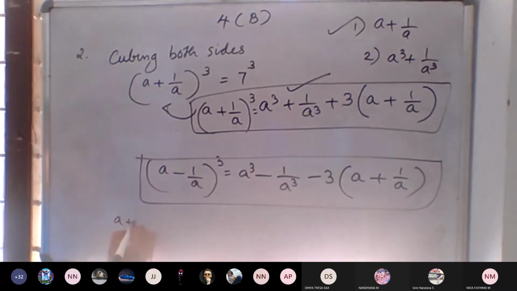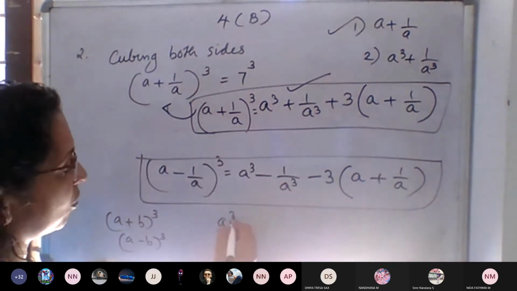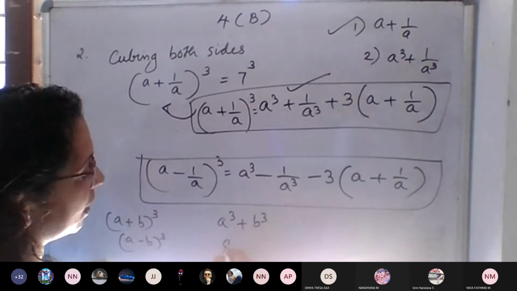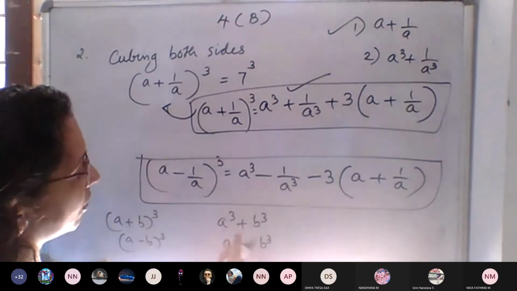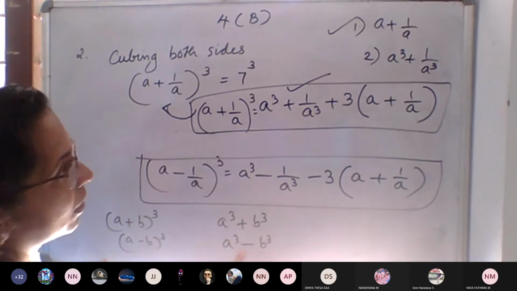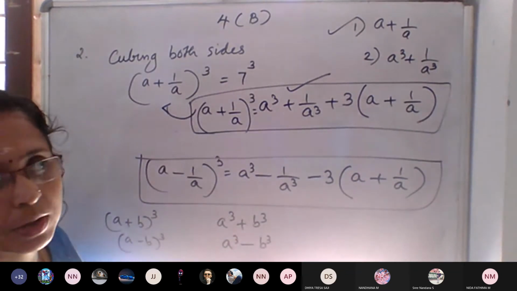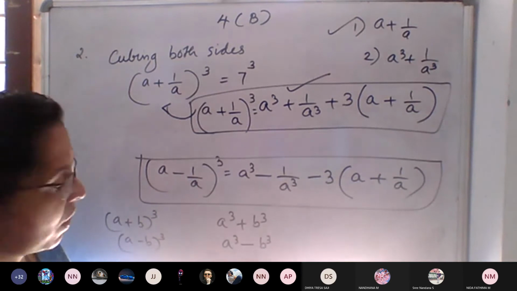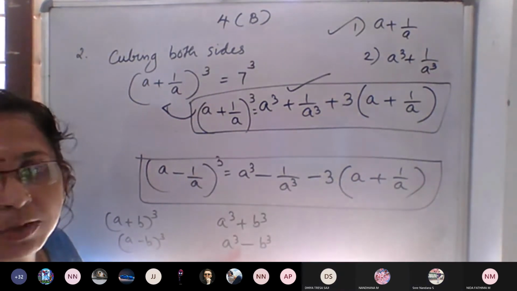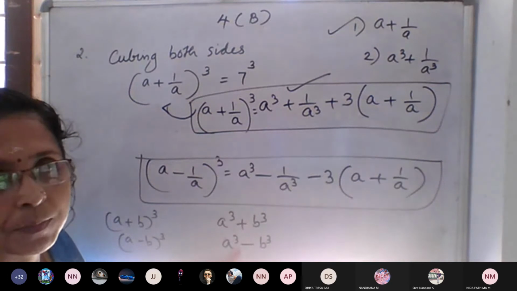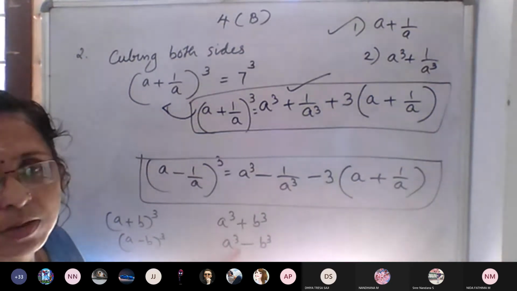Already we wrote (a plus b) whole cube, you know, then (a minus b) whole cube, isn't it? Those two formulas we have written. Then yesterday you wrote a cube plus b cube, and a cube minus b cube also you have written. Which formula numbers are these? 12, 13, 14 and 15. Which one is 13? A cube minus b cube?